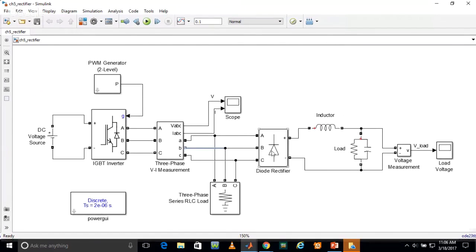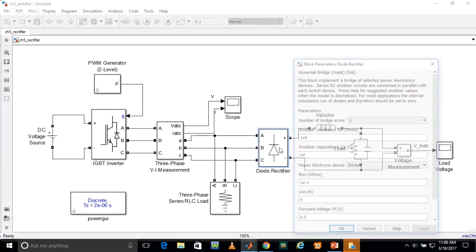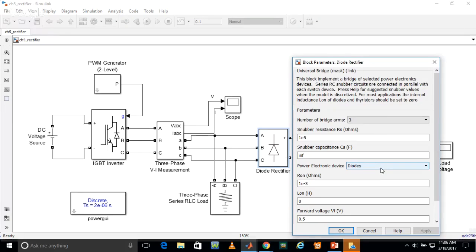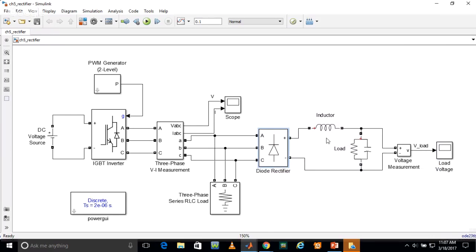I have just shown you that in order to make a diode rectifier like this type, you use a universal bridge and make use of diodes. Double click it. This is a universal bridge, okay? In this, the power electronic device should be diode type. Last time we used an IGBT type, right? In this we are using diode type because in the diode you don't require gate pulses, so it's a simple rectifier system. And then you can provide the inductor and the load.